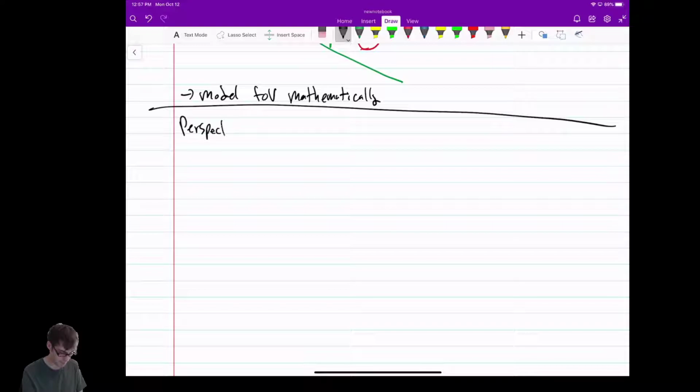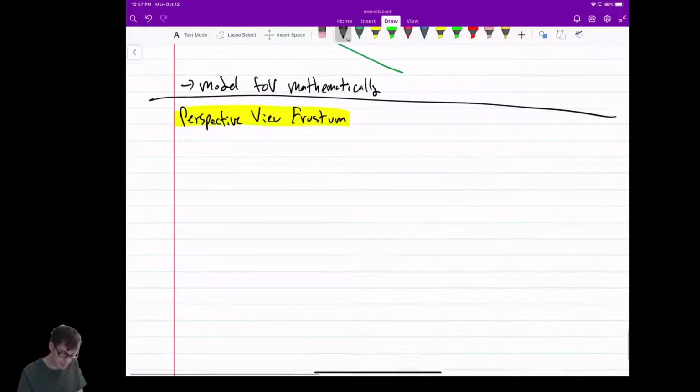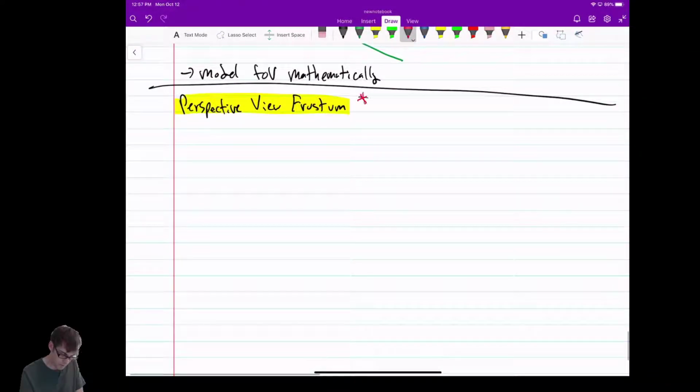Perspective. View frustum. Okay. Now, I'm going to make a big note here. For many people, this is considered one of the hardest things that they learn, one of the hardest parts in computer science. Hard might be the wrong word, but confusing.